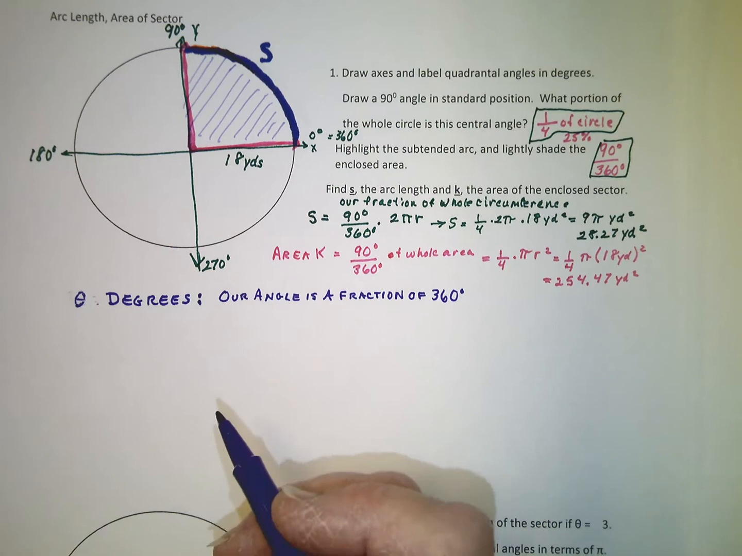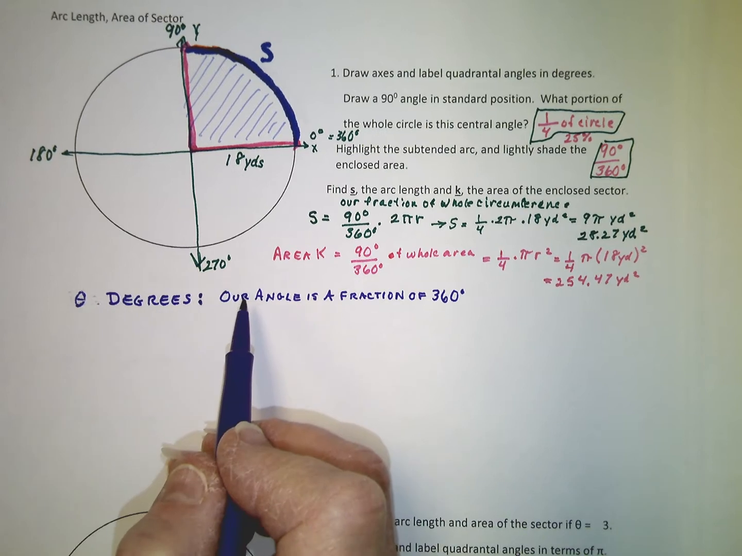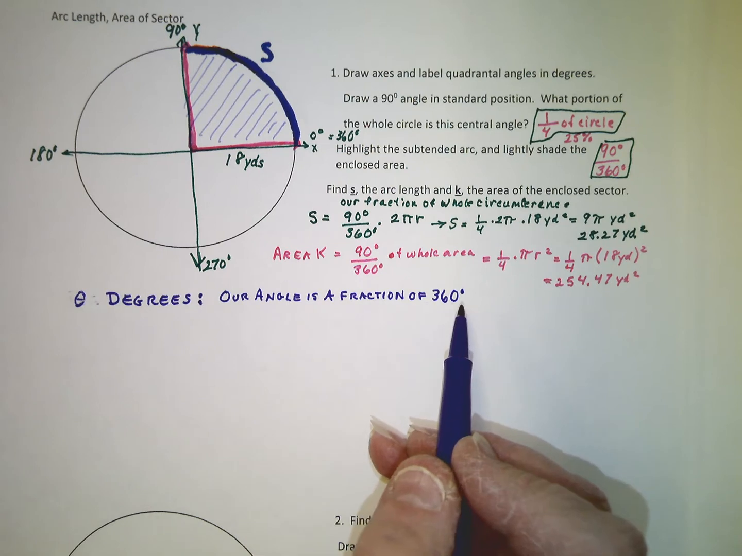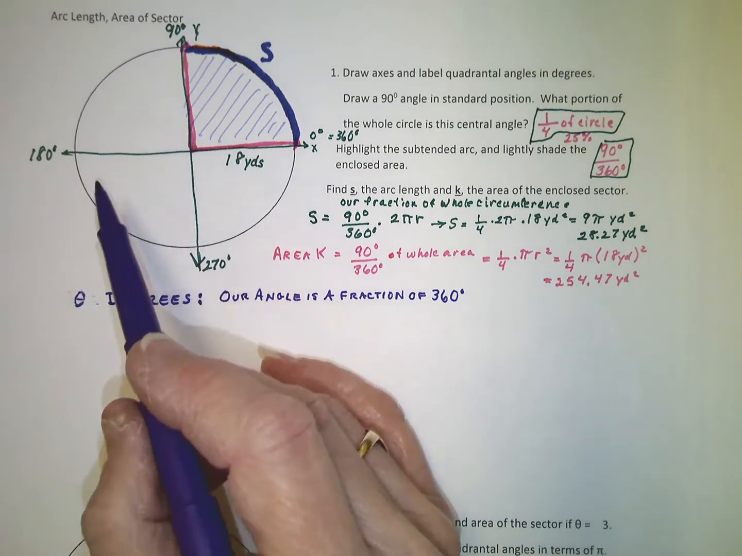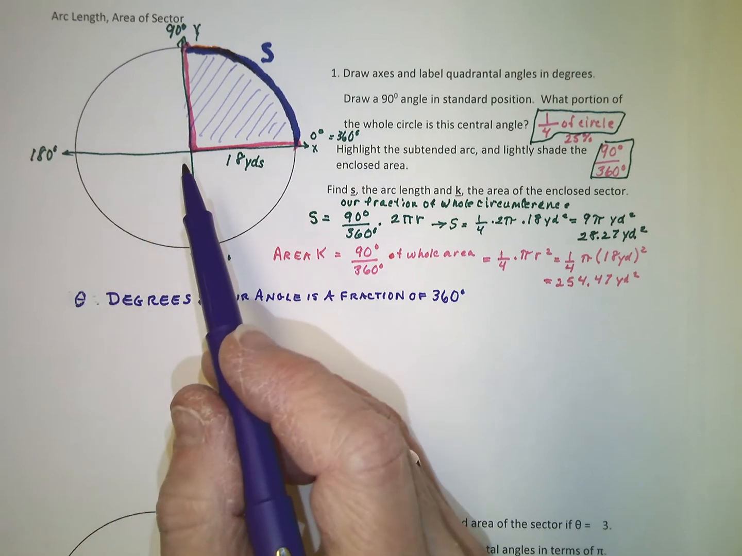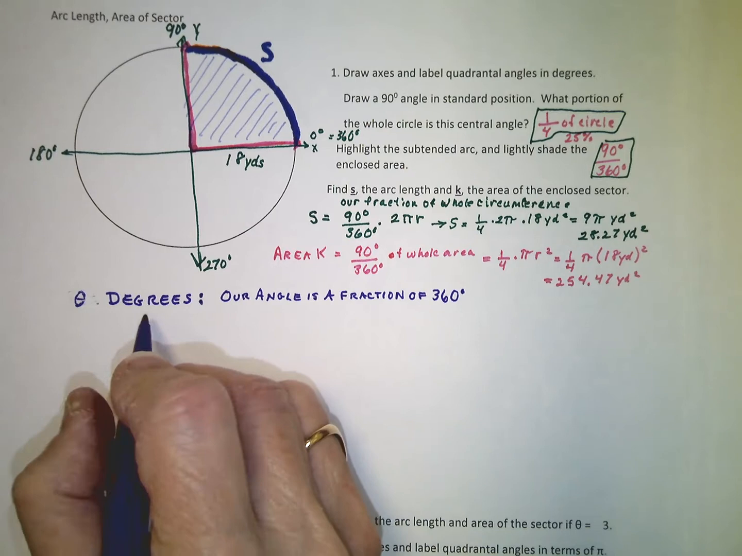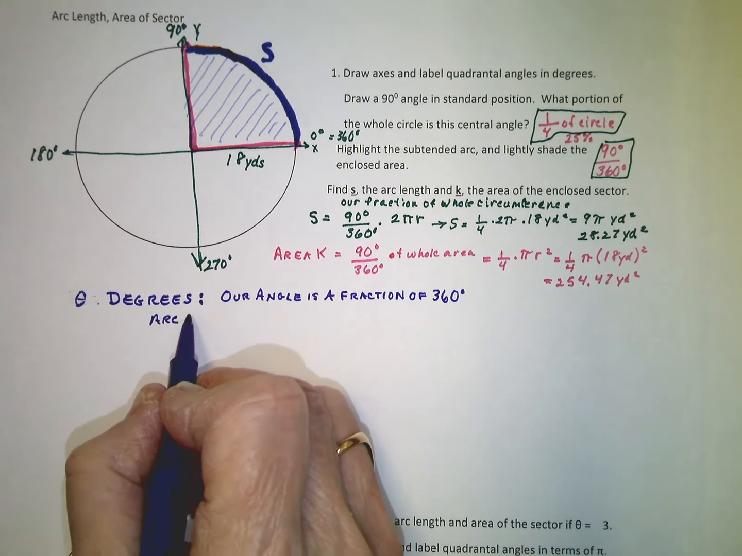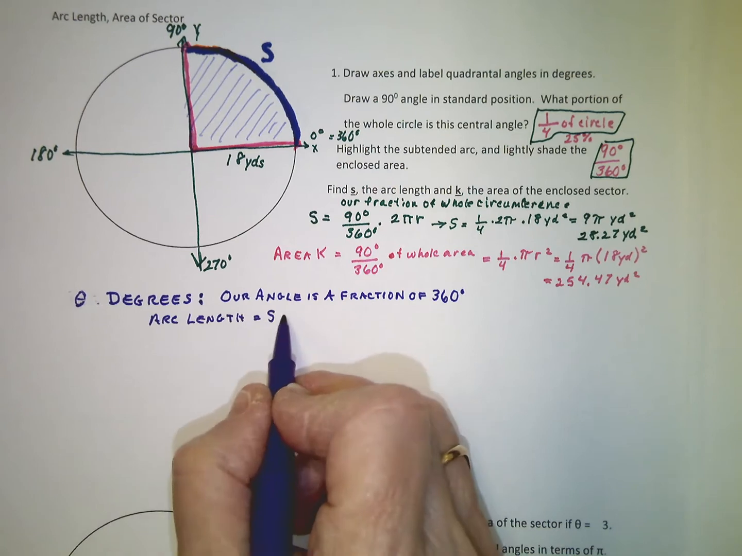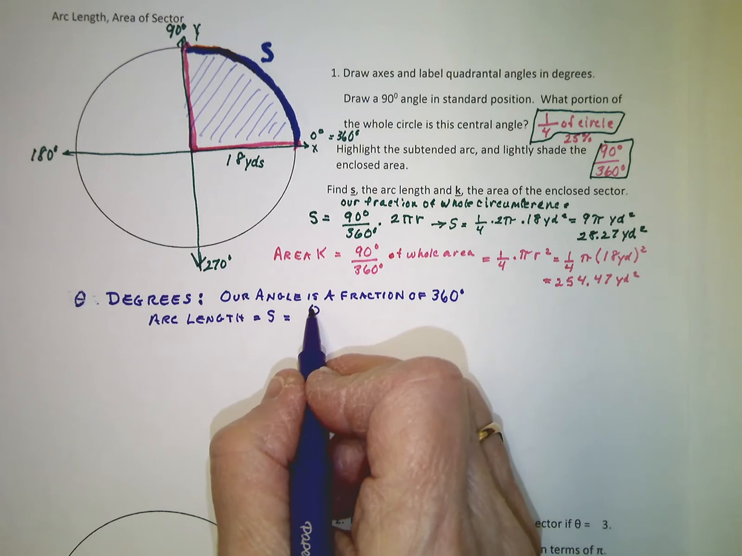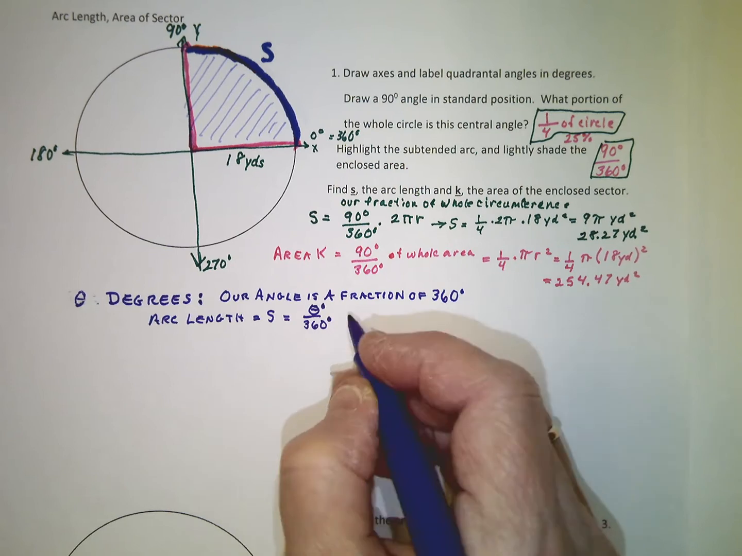So let's see if we can make some sense out of those formulas that were on the previous slide. If theta is given to us in degrees, then our angle is going to be some fraction out of 360. If it had been a 22-degree angle, it'd be 22 out of 360. If it had been a 200-degree angle, it would be 200 over 360. We're not going to do negative arc lengths, though. So the arc length, which they call S for the subtended arc, is going to equal our fraction out of 360, whatever our angle is out of 360, times the whole circumference.